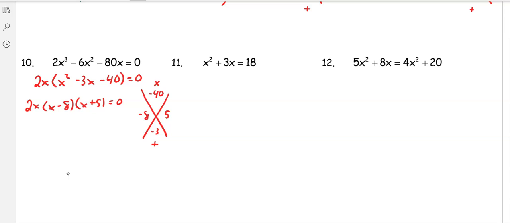When we do zero product property, remember 2x equals 0, but when we divide 0 by anything, it's just 0. So our first is x equals 0. When we switch the other two signs, we get x equals 8 and x equals negative 5.